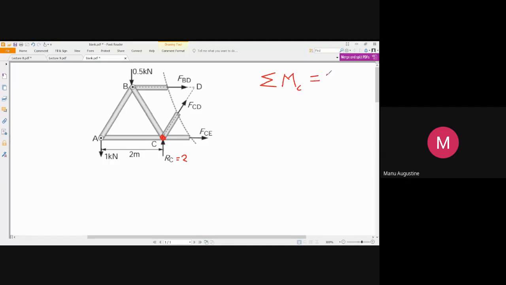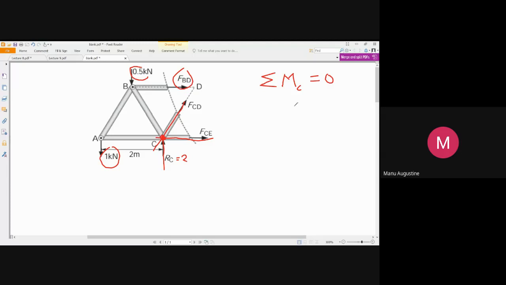If I take point C for application of this equation, so the summation of all moments about point C, if I put equal to zero, what is the benefit of using this? The line of action of reaction force passes through C. The line of action of FCE passes through C. The line of action of FCD passes through C. Do you see that? And the only three forces whose line of action does not pass through point C is FBD, 0.5 and 1.